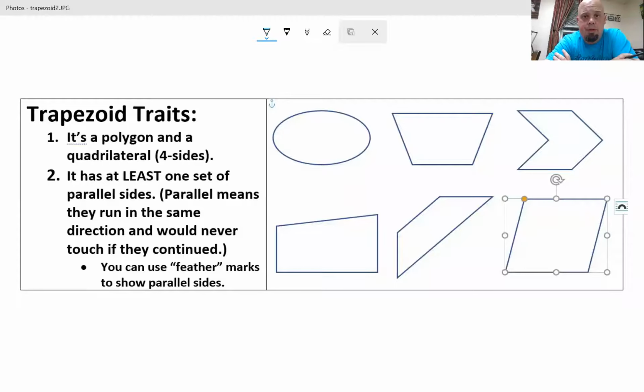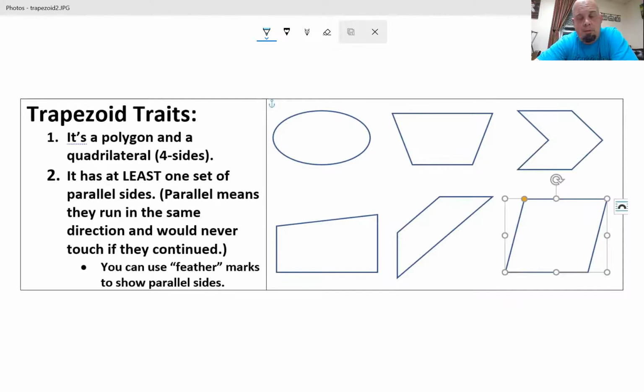So trapezoid traits, which makes them what they are, is one, they're a polygon and a quadrilateral. They're both. So polygons are like the big part of the family. It encompasses all things with straight sides and angles and no gaps. Quadrilaterals are a specific one that only have four sides. So a trapezoid is a polygon that's a quadrilateral. And it also has to have one set of parallel sides.